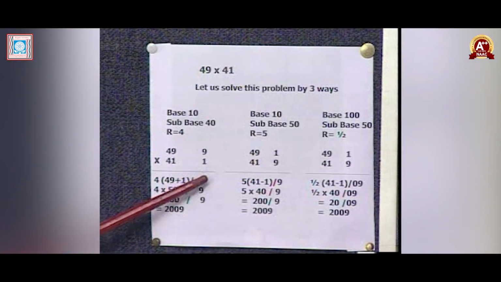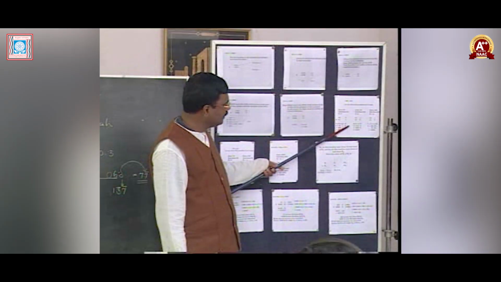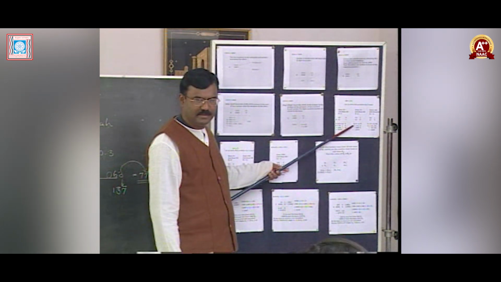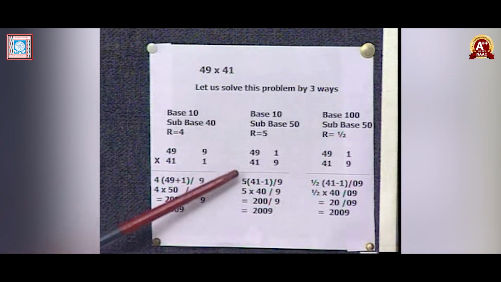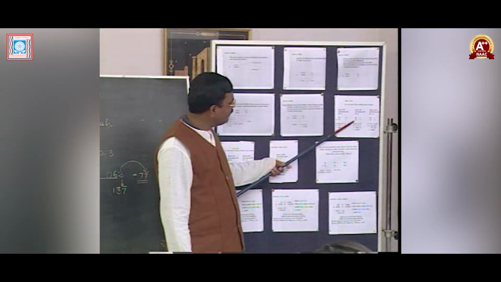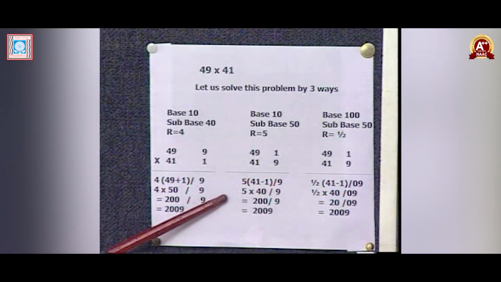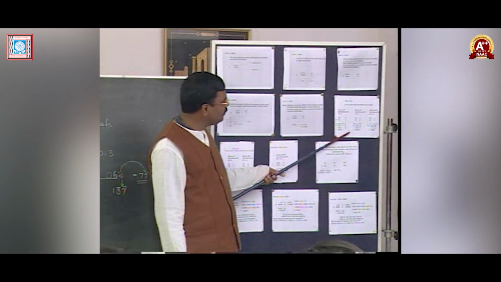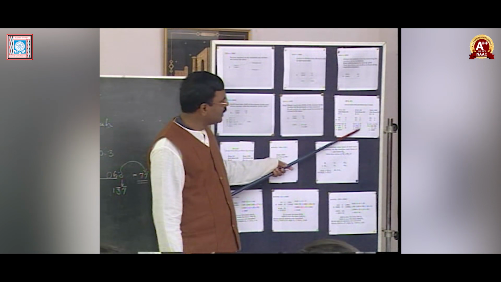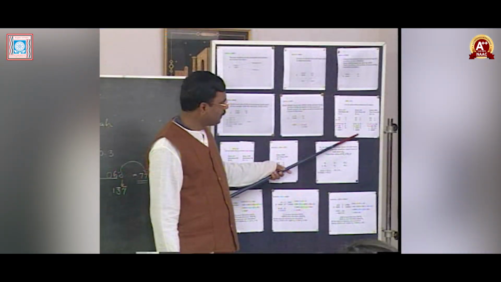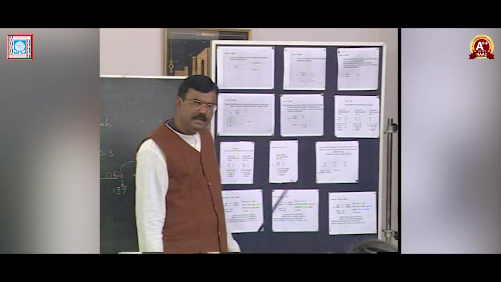Now you want to get the left part of your answer. When you are subtracting, you select the smaller number in the given figure. Instead of 49, you select 41. 41 minus 1, you will get 40. The ratio is 5. Multiply the 40 into 5. How much you will get? 200. That means left part is 200, right part is 9. The value becomes 2009.